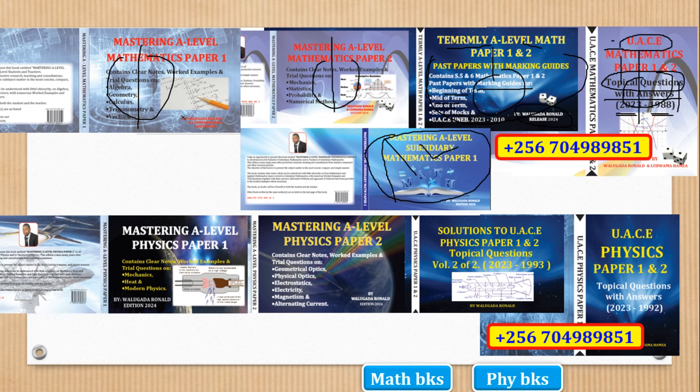For physics, like I said for math, there are also four books. There is physics paper 1, containing all the notes of physics paper 1. Physics paper 2, containing all the notes of physics paper 2. Then topical question bank from 2023 up to 1992. Questions are arranged topically and with their final answers in brackets. Then this one contains the complete solutions for this question bank. For this year, we don't have timely A-level physics, but next year it will be there because we have begun compiling past papers for this year. So next year there'll also be a timely past paper for A-level physics.